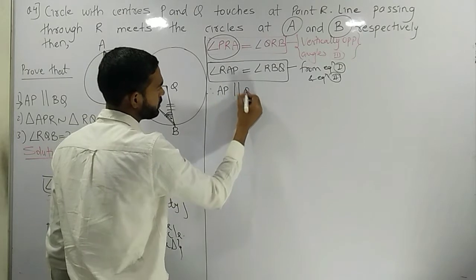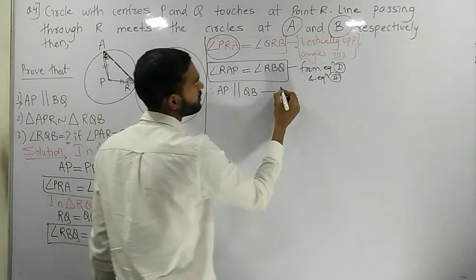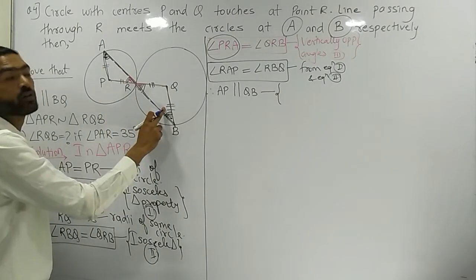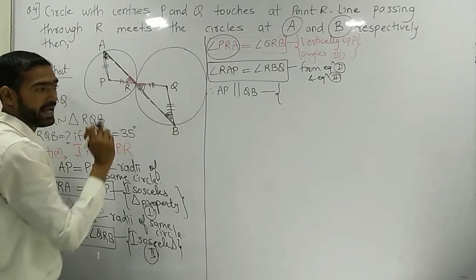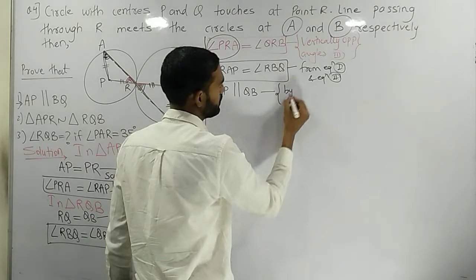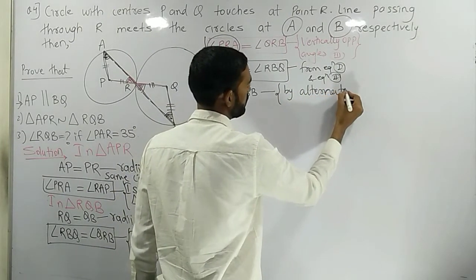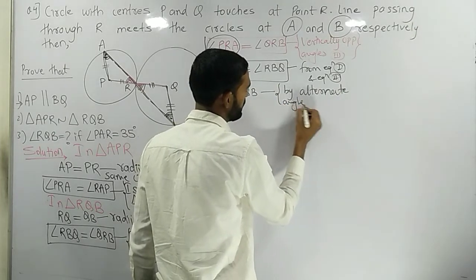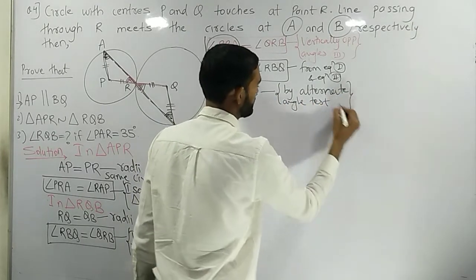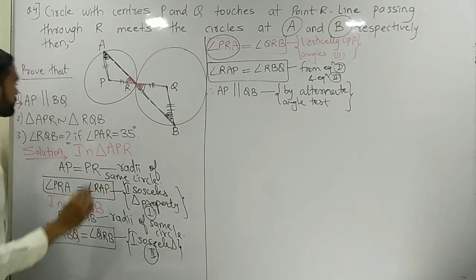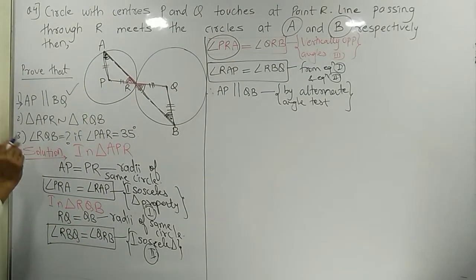AP is parallel to QB. Reason? Which test? By alternate angle test. Since they are making Z, therefore these two lines are what? Parallel. So this way we proved the first one.